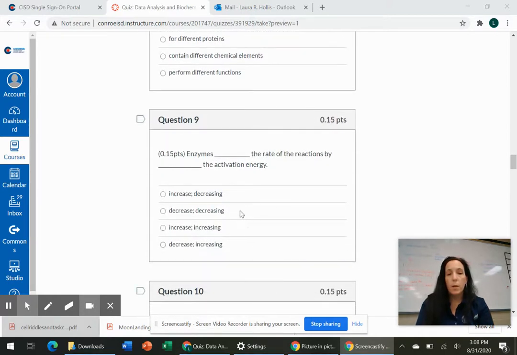Okay, number 9. Enzymes blank the rate of reactions by blank the activation energy. Enzymes increase the rate of reactions by decreasing the activation energy. That's what they do. So enzymes increase the rate of the reaction by decreasing the activation energy.